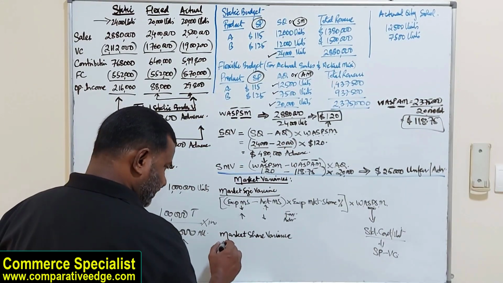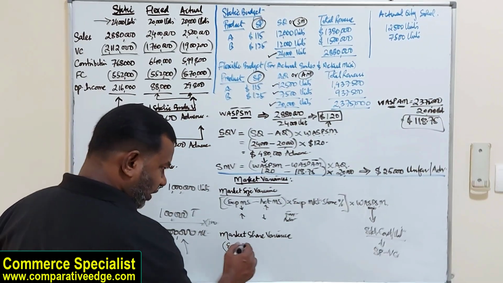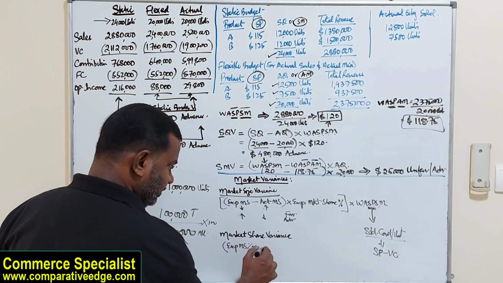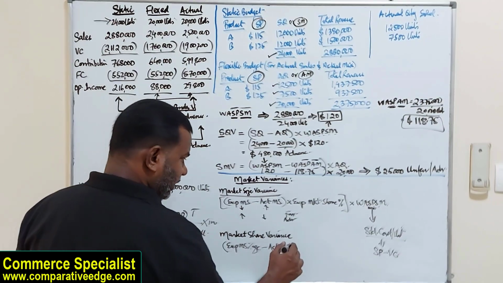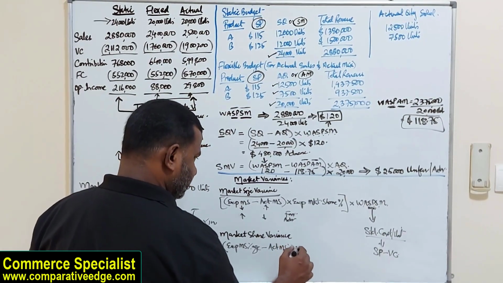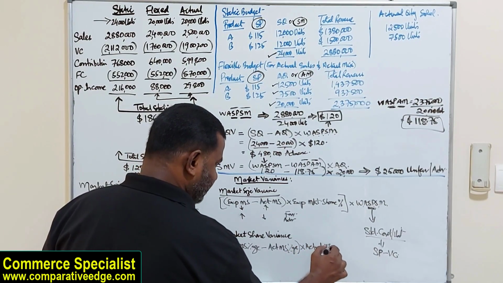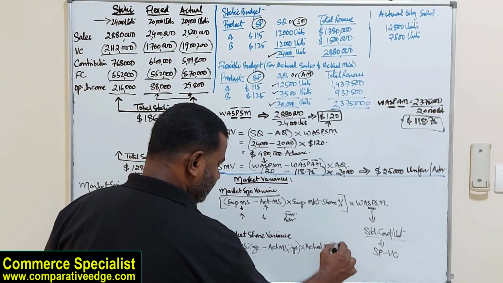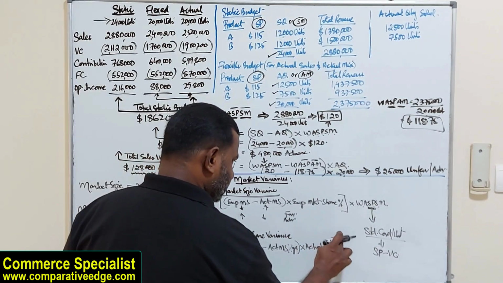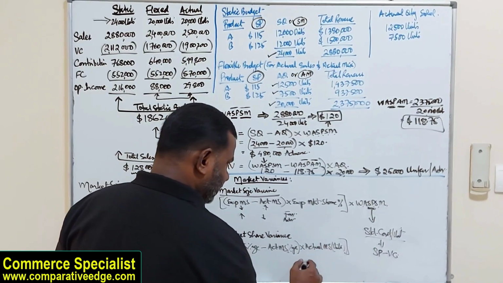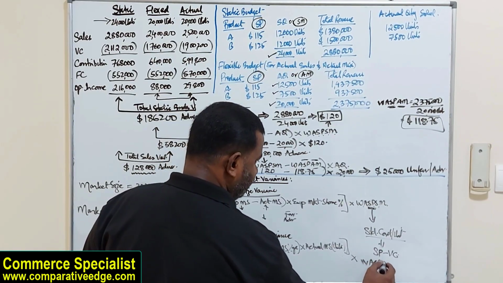Now let's discuss the market share variance. The formula is like this: expected market share, obviously it's in terms of percentage, minus actual market share in percentage, into actual market size, obviously this will be in units, whole thing multiplied by same weighted average standard price for standard mix.